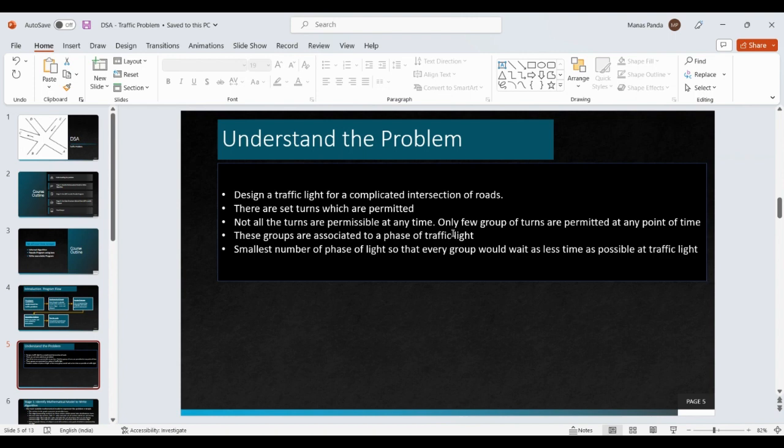So the most important part is how we should ensure that traffic goes smoothly with a minimum number of phases of light. It should not be like each traffic flow will get its own time, so others cannot, others will not move. It's not like that. Whenever it is possible, simultaneous turns should be provided, and the minimum number of traffic phases should be required, so that all the phases will get an equal turn.